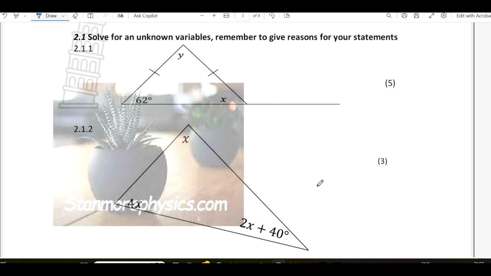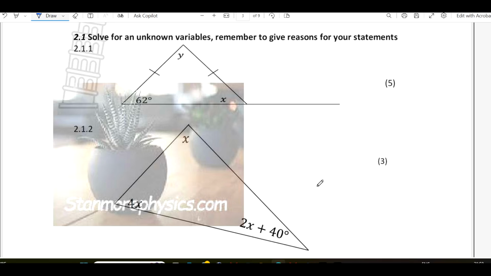All right, let's proceed to question number 2. Solve for the unknown variables. Remember to give reasons for your statements. Okay, number 2.1.1, guys.